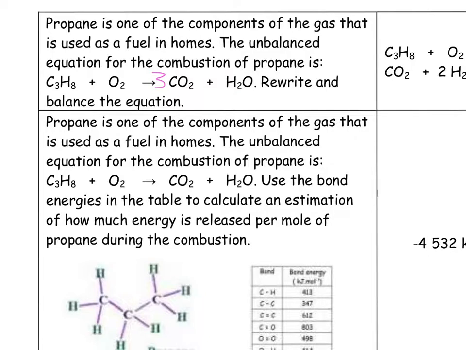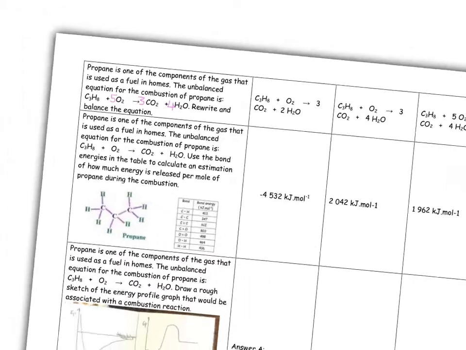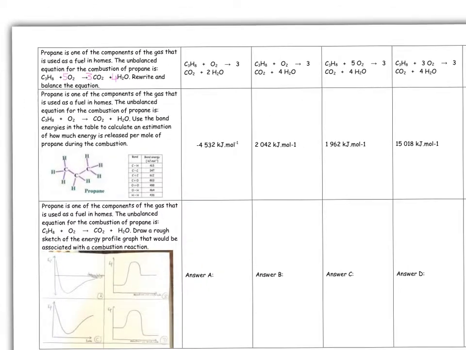How many hydrogens have I got? 8. 8 on both sides now. Then worry about the oxygen. So I've now got 3 times 2 is 6, 4 times 1 is 4. That means I've got 10 oxygens, so I need to put a 5 over there. So my correct answer on that one is the answer C.